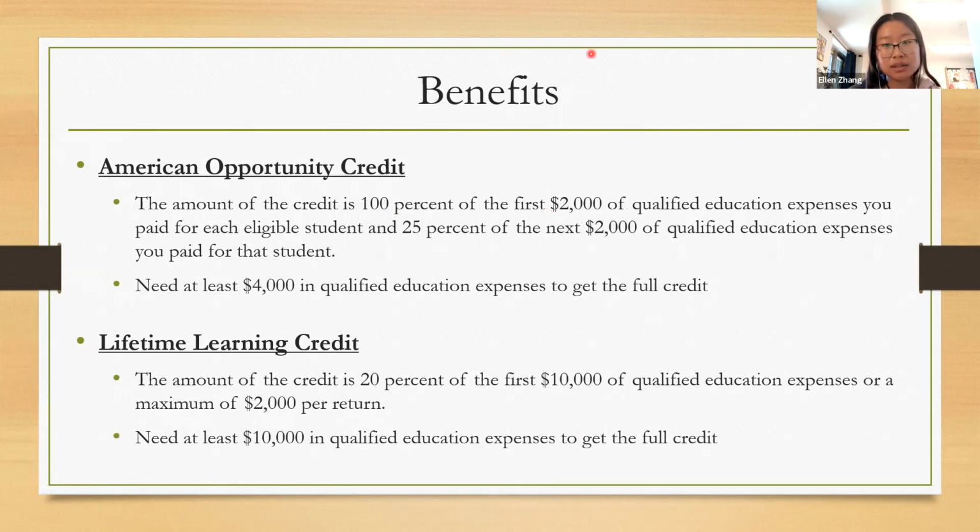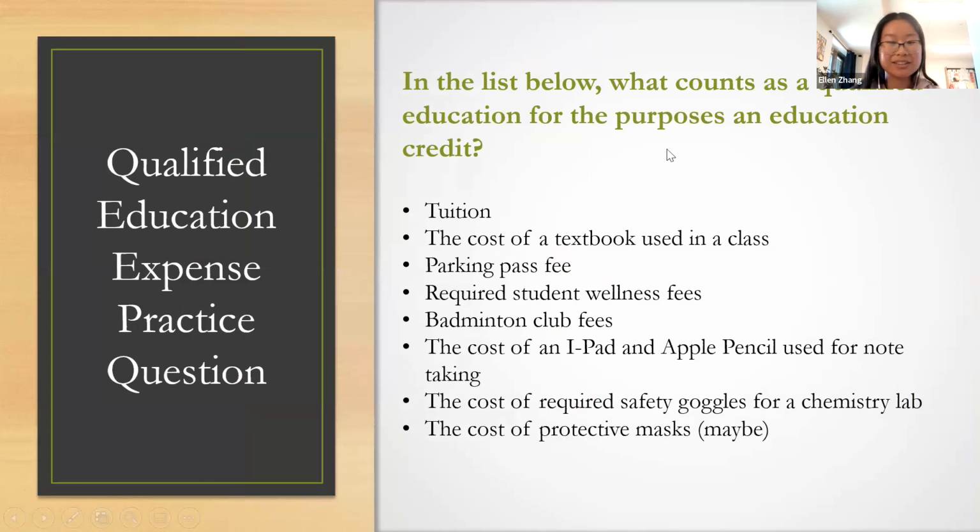So now we can go ahead and try a practice problem. Here we go. So in the list below, what counts as a qualified educational expense for the purpose of an education credit? I'm going to give you guys about 3 minutes to try this out on your own. And the chart that I was referencing earlier is in the Google Docs if you want to reference that.